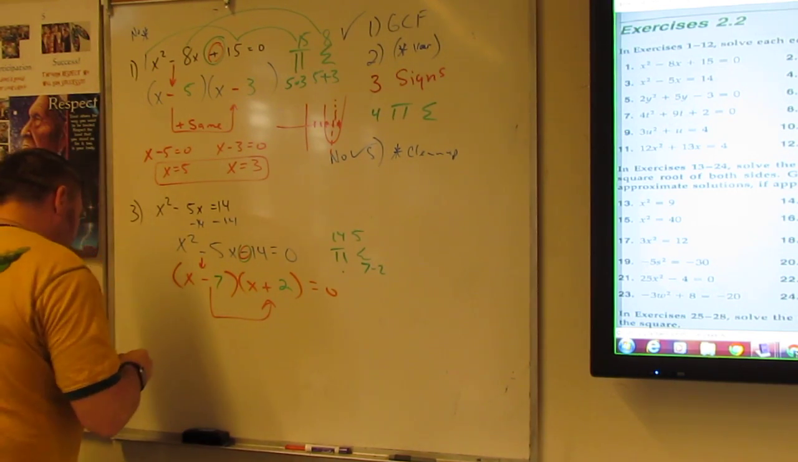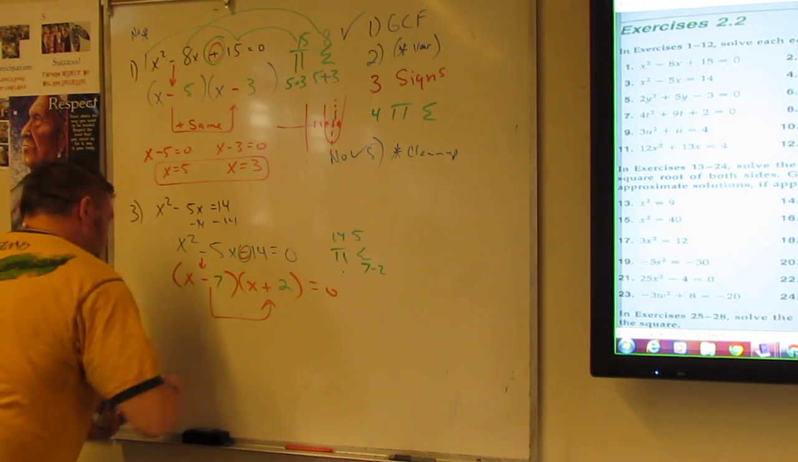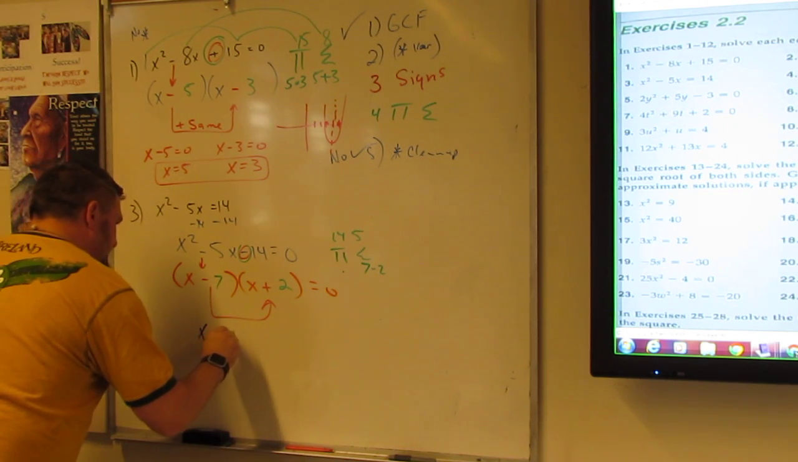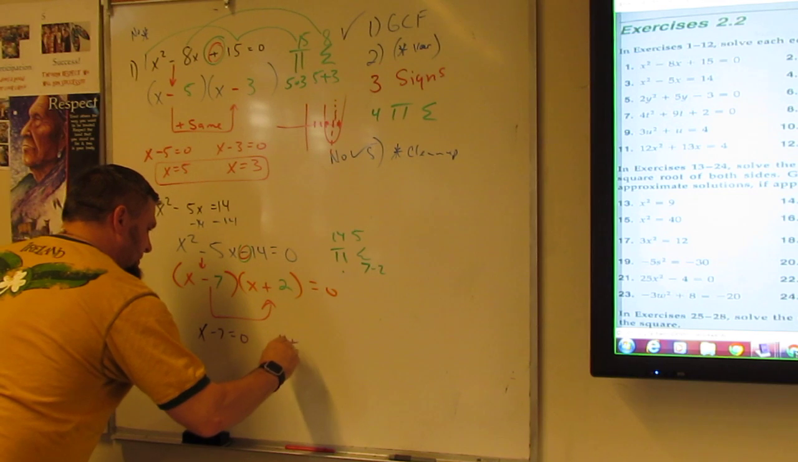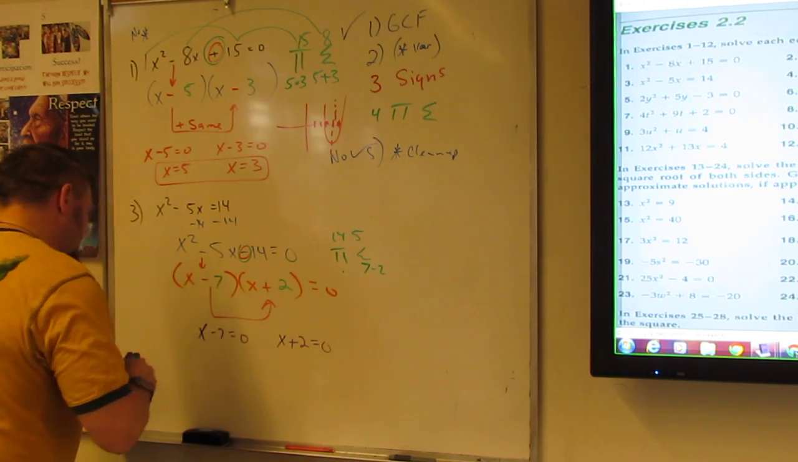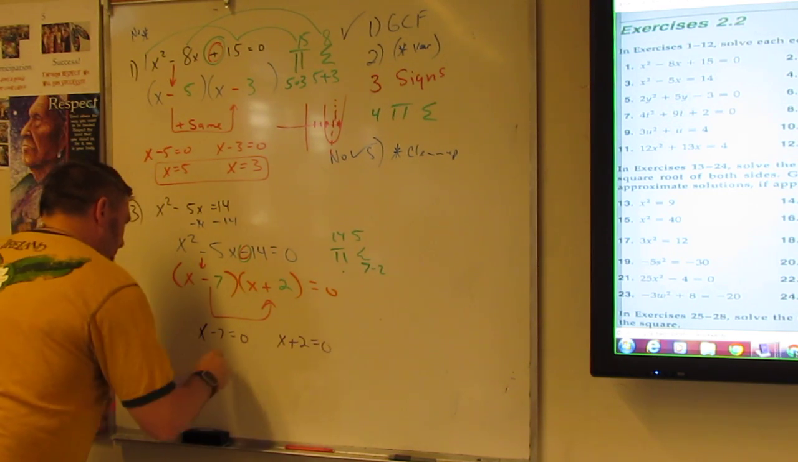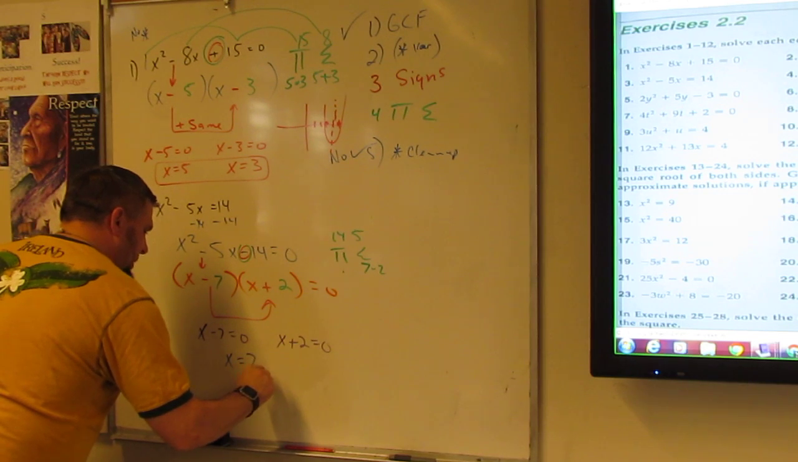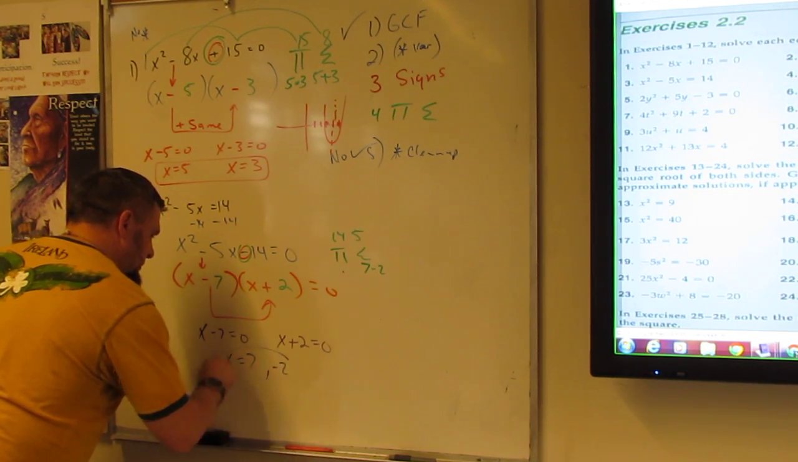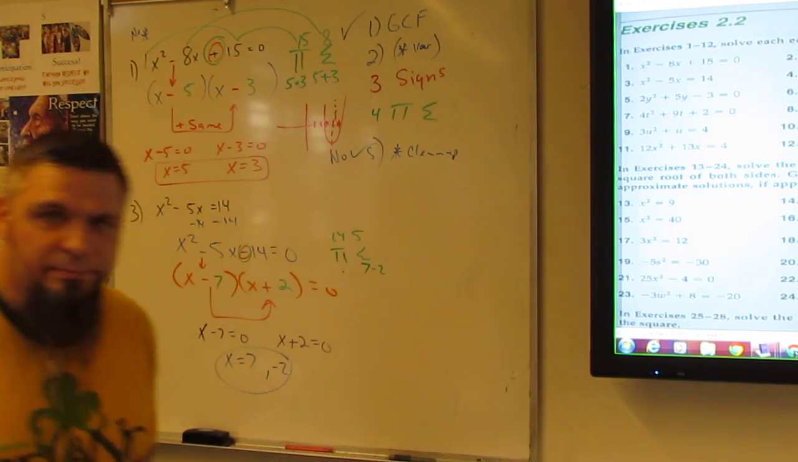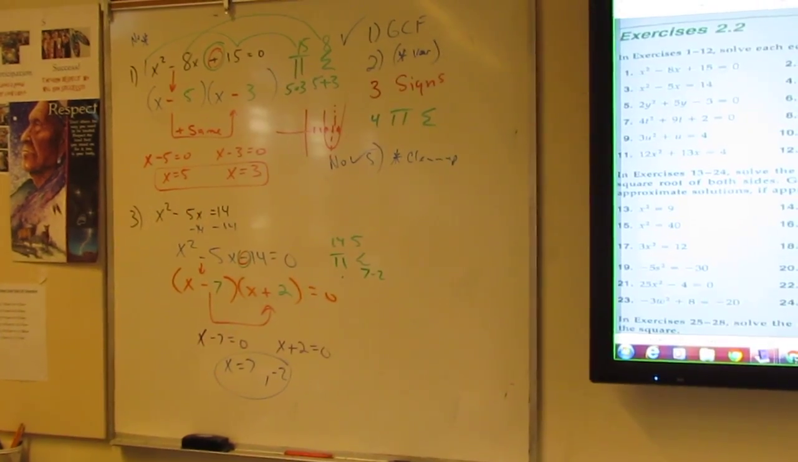Now, you set these equal to 0. X minus 7 equals 0. X plus 2 equals 0. And you solve. X equals 7 and negative 2. That's it. Okay? Now we're going to come over to 11 here.